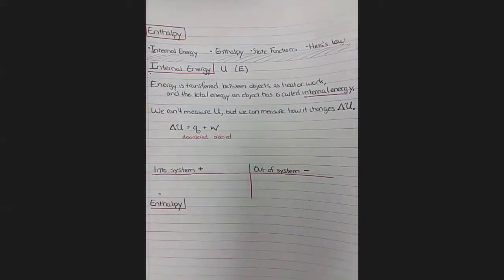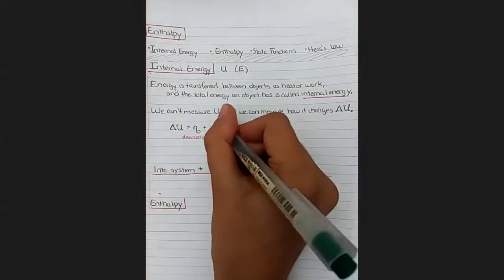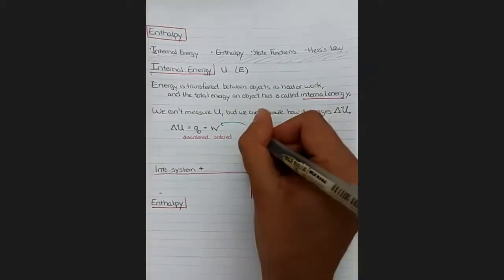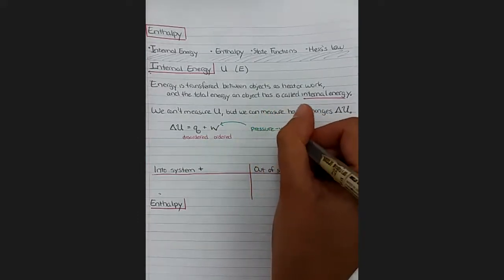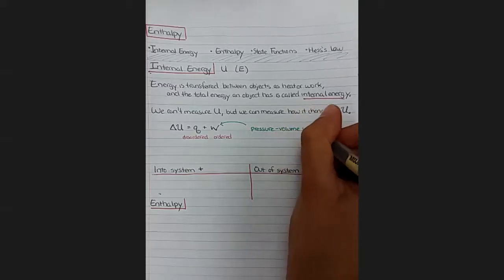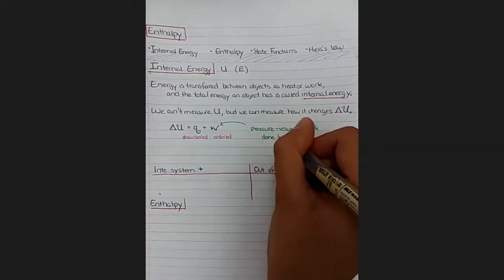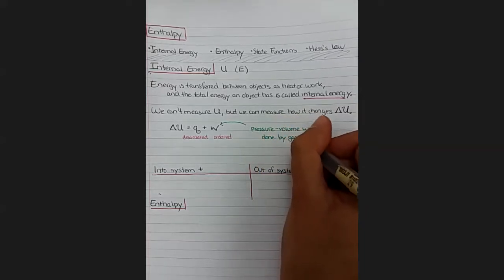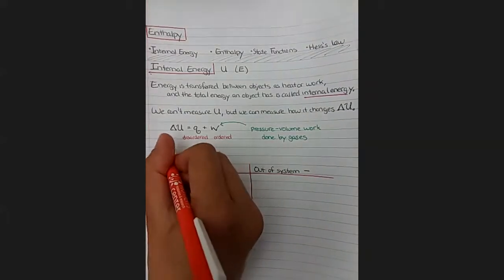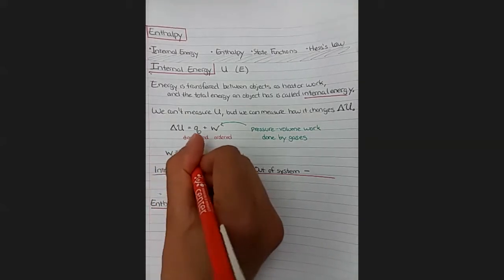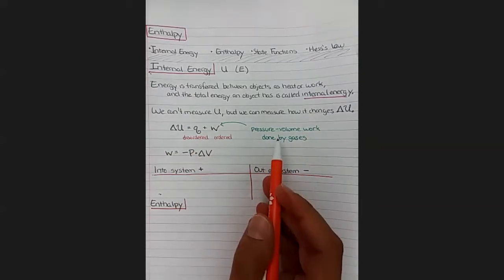And I want to be very specific about the kind of work we're talking about here, because we talk about work a lot in physics as well. This type of work is specifically pressure volume work. And this is the type of work that's done by gases. Expansions or compressions are pressure volume work. So the formula that we're going to use for work is negative pressure times the change in volume. This is the pressure volume work that we're talking about.